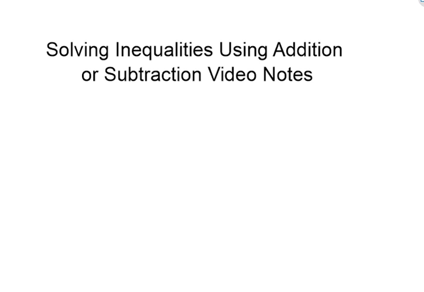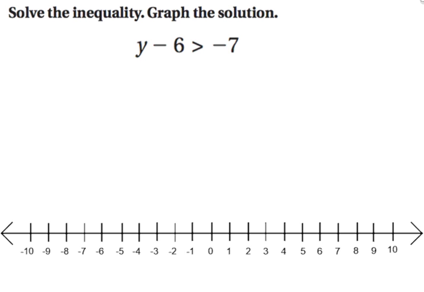Today we're going to be learning how to solve one-step inequalities using either addition or subtraction. This process is going to work very similar to what you did when you were solving equations. If you do something on the left, you do the same thing on the right. So the first inequality we're going to look at is y minus 6 is greater than negative 7.